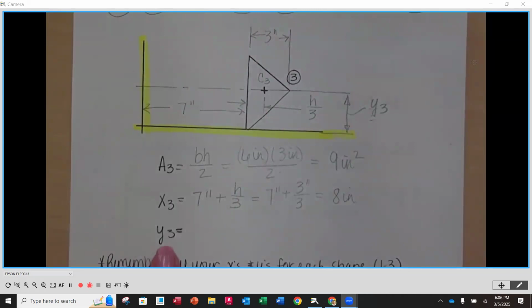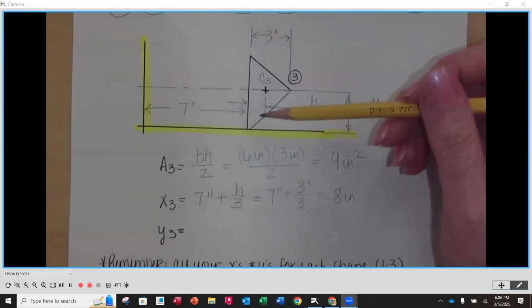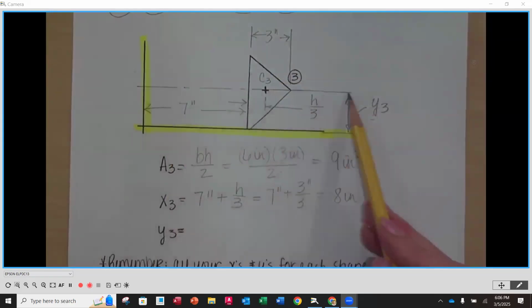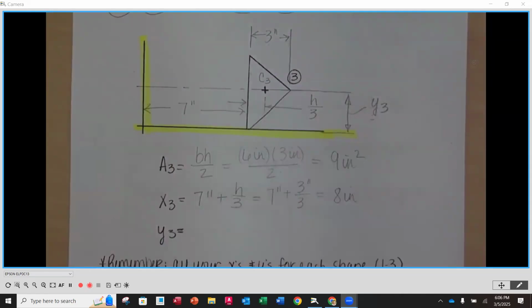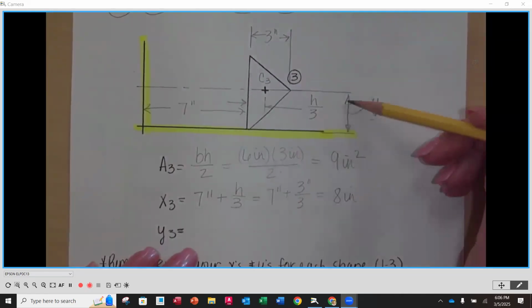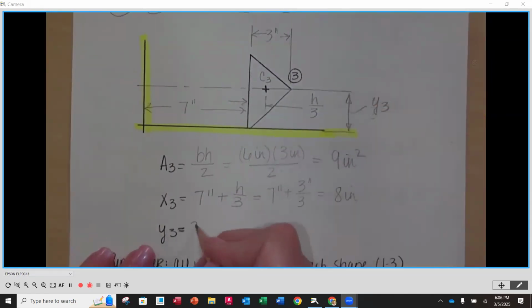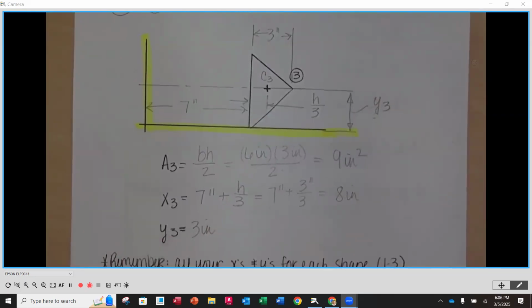And then Y3. Now Y3, in this case, you're going to notice that there is an axis of symmetry that runs right down the middle of the peak of that triangle. And that distance from the x-axis is 3 inches, right? 3 inches.